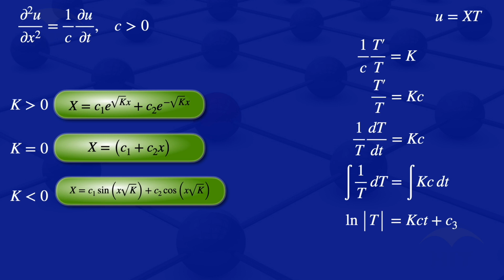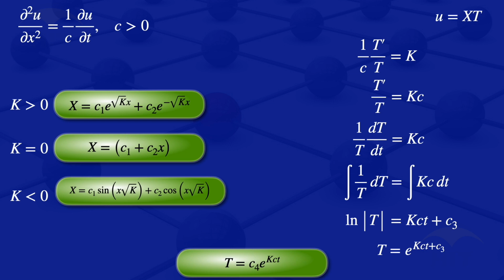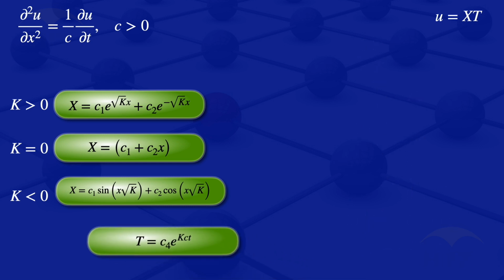And then make t the subject of the formula, take exponents on both sides. So we would have t equals exponent of kct plus c3. But by using laws of exponents, that simplifies to exponent of kct multiplied by exponent of c3. Exponent of c3 will give us another constant, so I'll call that constant c4. So our expression becomes t equals c4 multiplied by exponent of kct. So we now have the solution for the t.